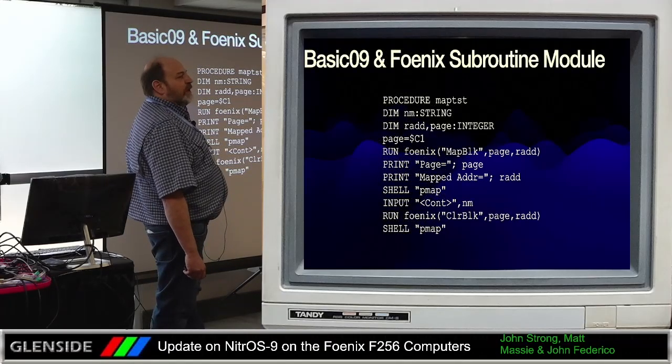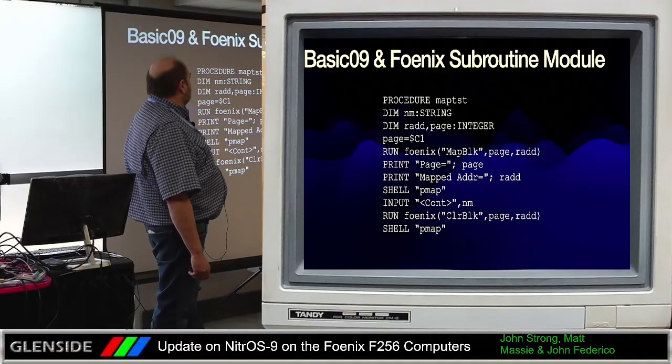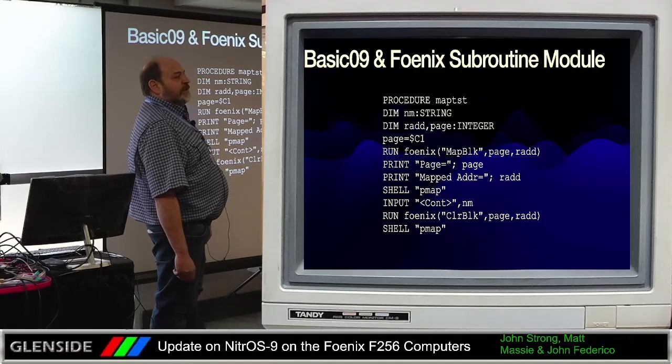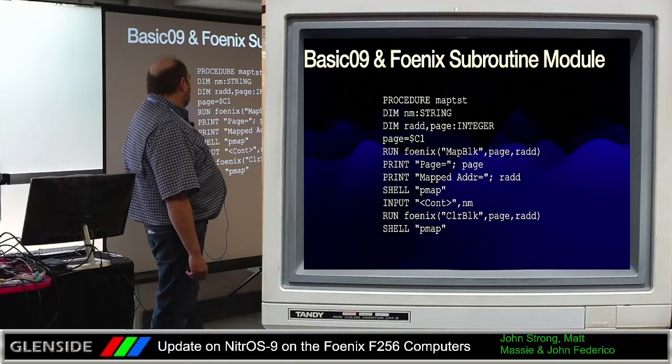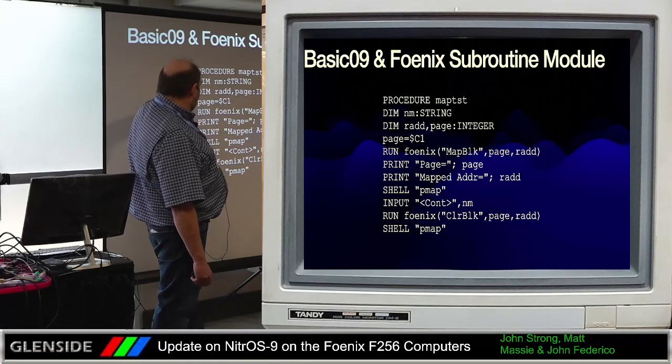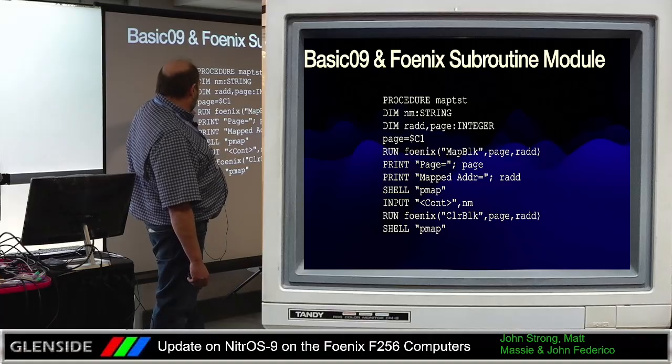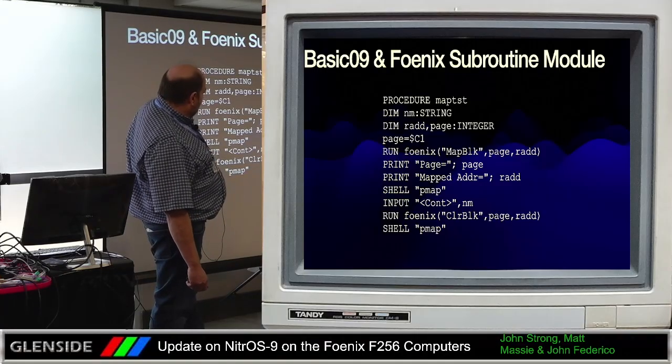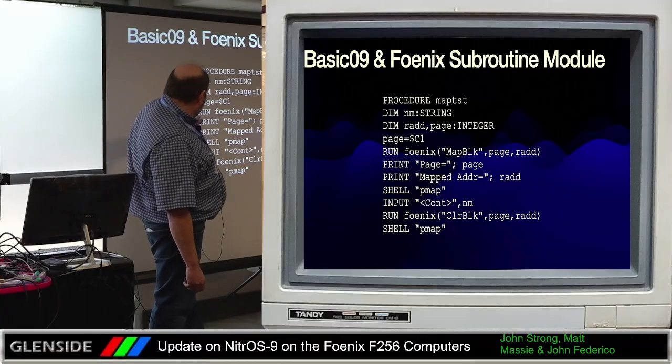Another really powerful thing, one of the last things we got in, is mapping blocks into Basic 09. And I'll talk about this a little bit more in a second, but essentially, what page do we want to map? And it will return the address that that page got mapped in. So run Foenix map block page, and the return address, I'm going to print them out. We're going to show you this in the demo.